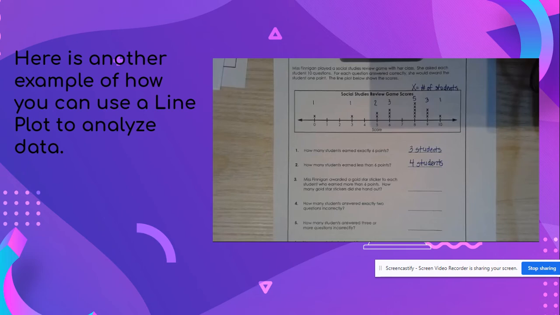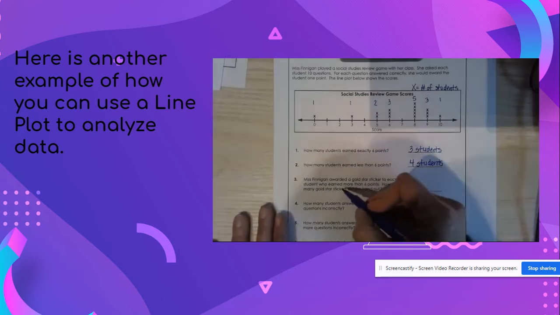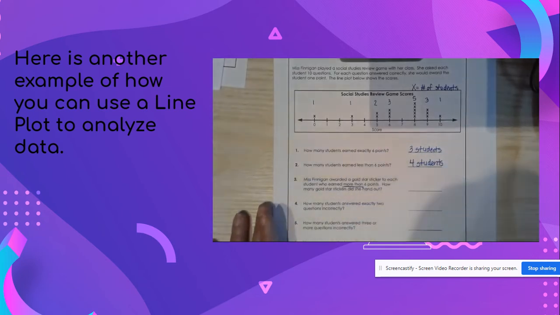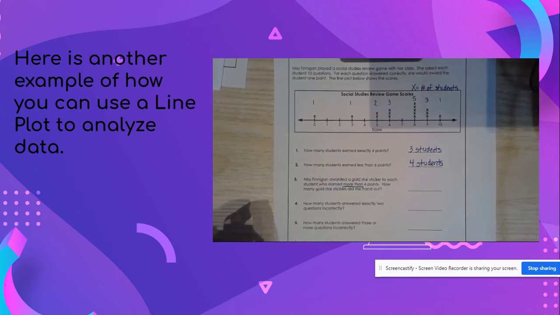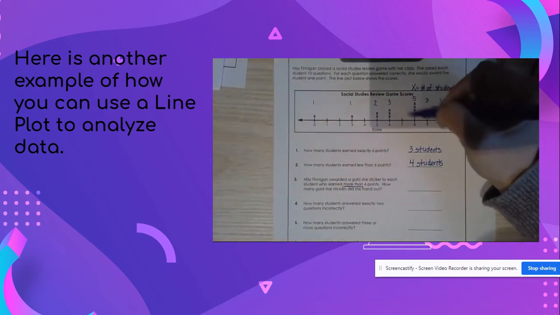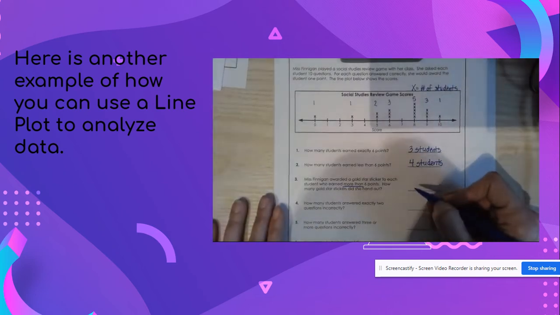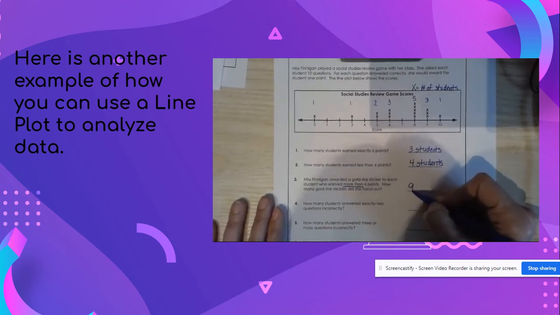Miss Finnegan awarded a gold star sticker to each student who earned more than 6 points. How many gold star stickers did she hand out? Now this is asking for more than 6 points. So in this range, more than 6, we have 5 students plus 3 plus 1, all together, she's going to be handing out 9 stickers.